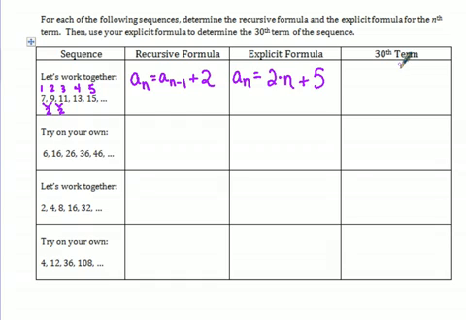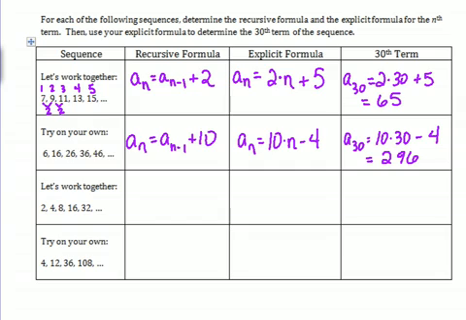So now we're asked to find the 30th term. Well, since I have the explicit formula, I can just do 2 times 30 plus 5, which is much easier than adding 2 30 times to figure out what this term is. 2 times 30 is 60, plus 5 would be equal to 65. Now what I'd like for you to do is pause the video and try this next example on your own.